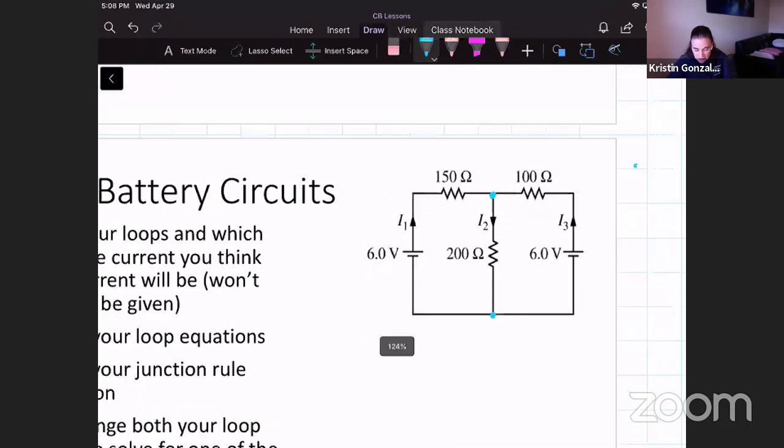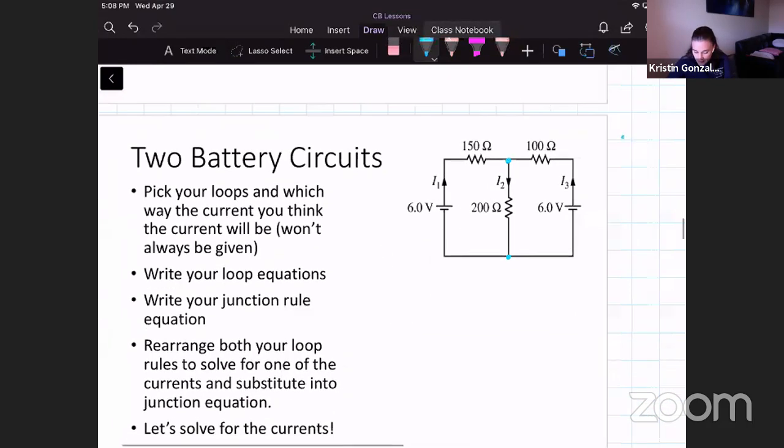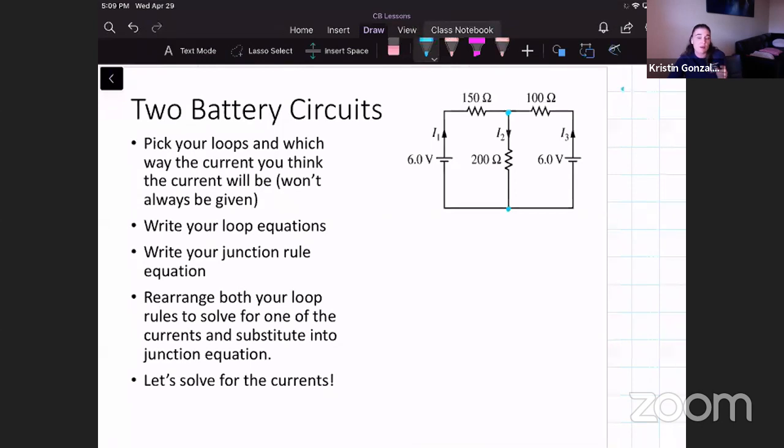So I have kind of a list of some steps to do. The first thing I always do is I identify what I think my loops are. Sometimes there can be more than 2 loops, but really you just need to make sure that you are identifying loops so that every resistor is somehow included in a loop. So you can just do 2 loops, even if there could be a possibility of 3, as long as every resistor is included in a loop, then you're going to be good, right?